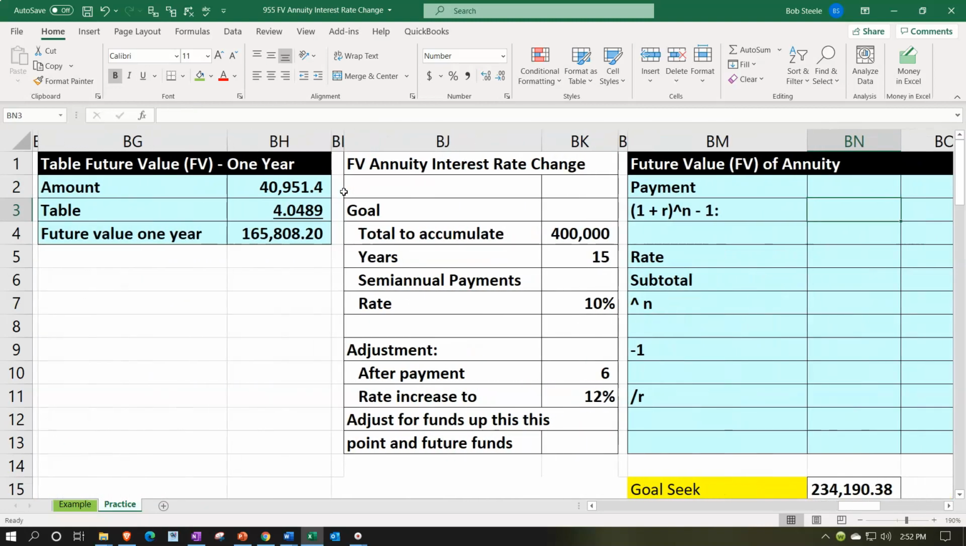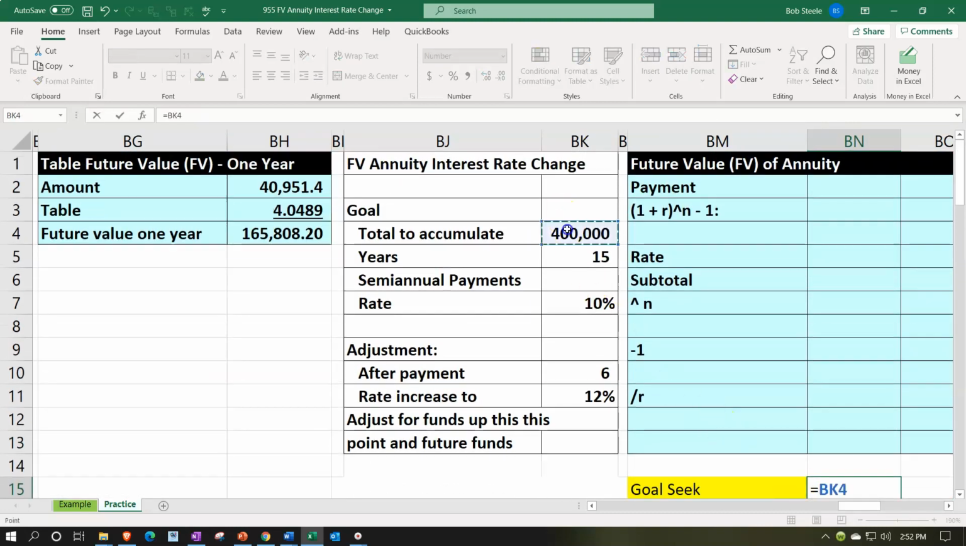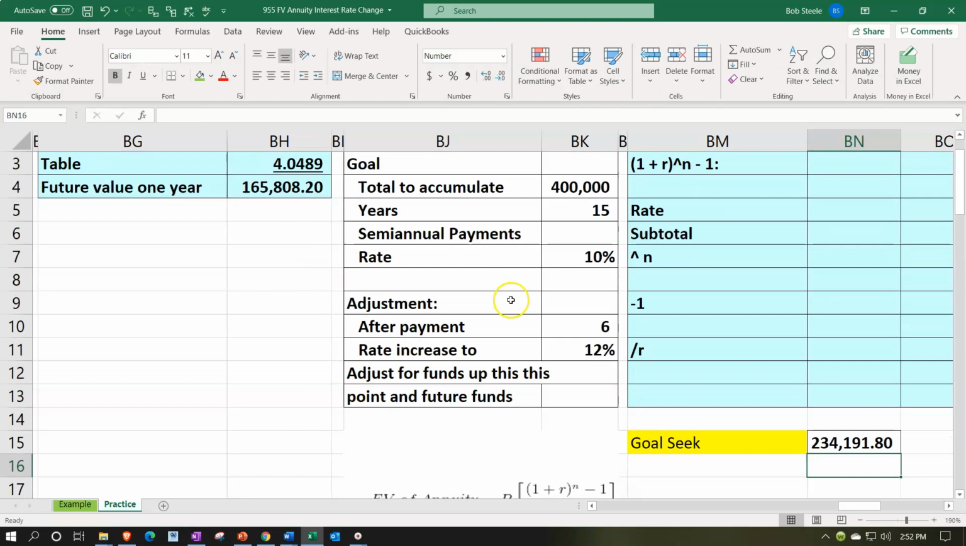Okay, so now we see that we want to get to 400,000. So our goal then was to get to 400,000. What has already happened, we think now it's going to recalculate to get to that 165. So 400,000 minus the 165,808.20. That's what we need to have a new annuity table to find out what payment we need to make to get up to now the remaining factor that we need, which is the 234,191.80.